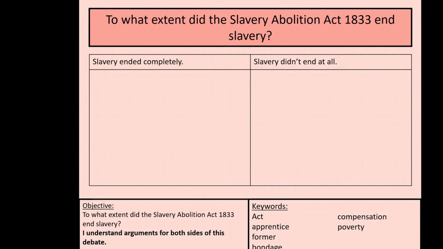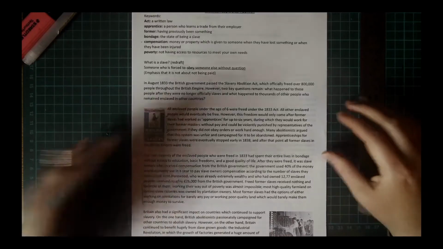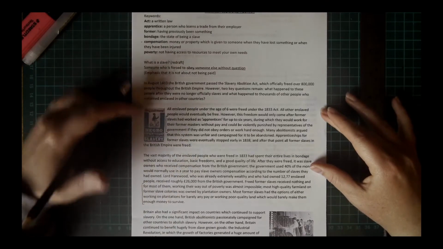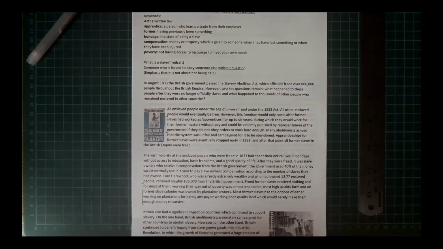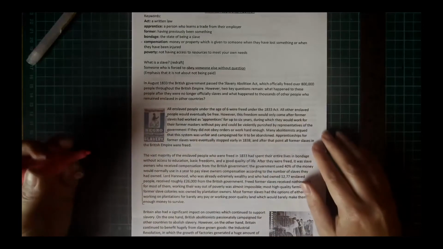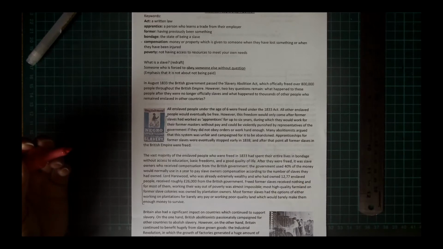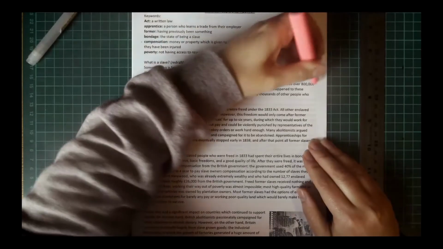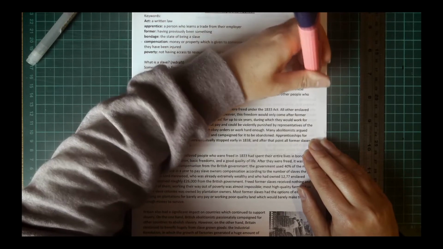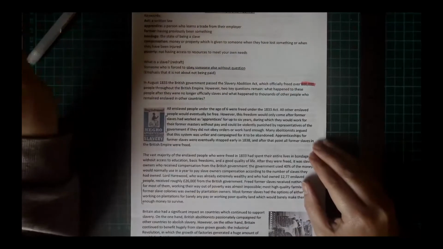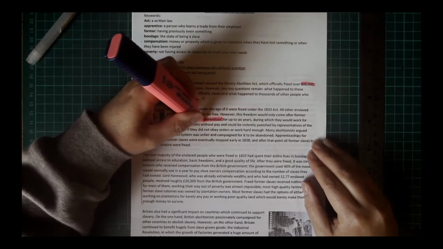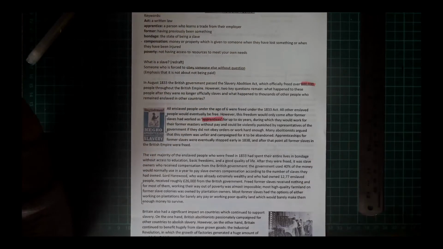So I'm going to give you your first point, and I'm going to show you where we get it from. If we take this second paragraph in, this is kind of our introduction, but we take our second paragraph in. After 1833, there was official freedom. In fact, there's official freedom of over 800,000 people, and anyone who was over 6 was an apprentice.